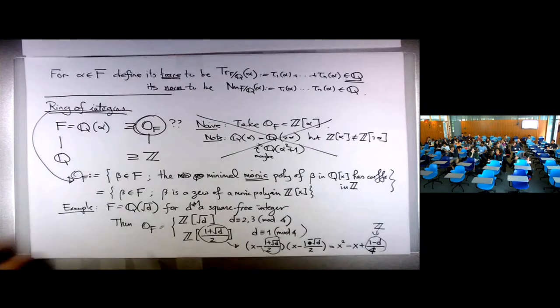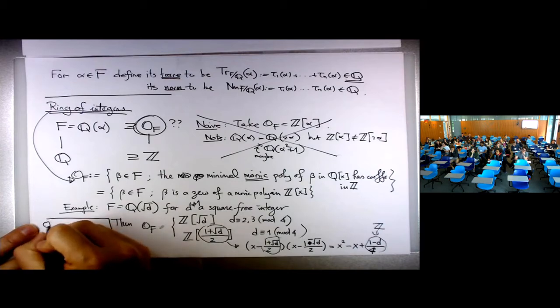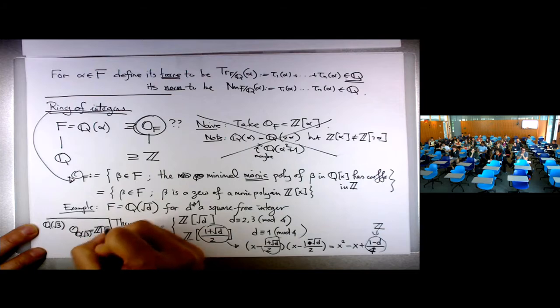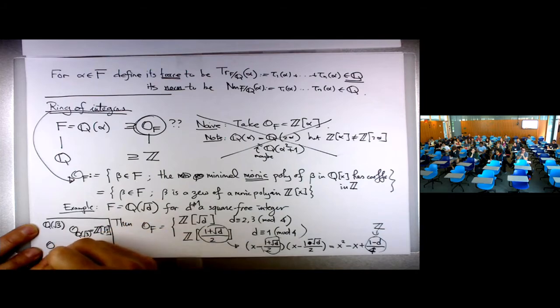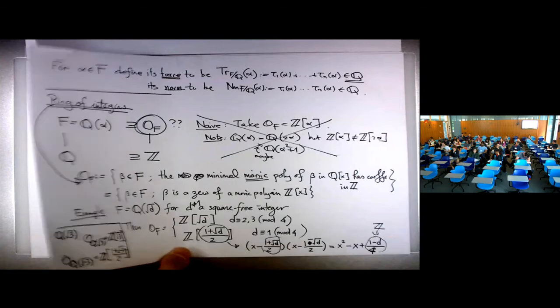Oh, you know what? Let me stick here before moving to the next page. Just for a concrete example, if you do Q adjoin root of 3, that's just Z adjoin root of 3. However, if you do Q adjoin negative root of 3, no, negative 3 is congruent to 1 mod 4. So you have Z adjoin 1 plus root of negative 3 over 2. Alright? These are further examples of this.